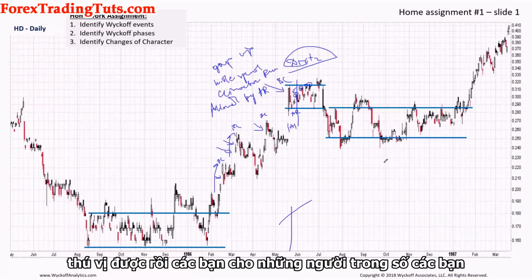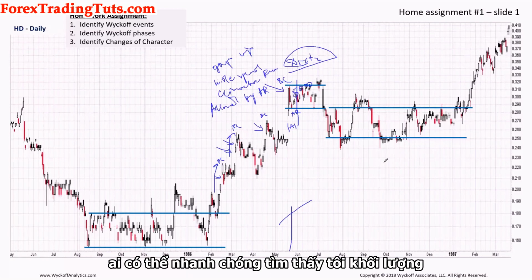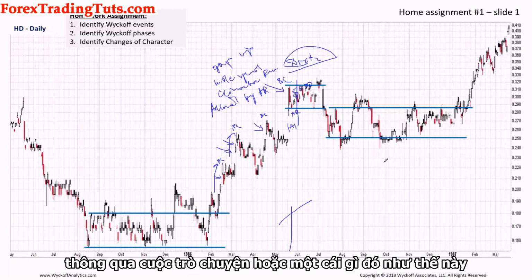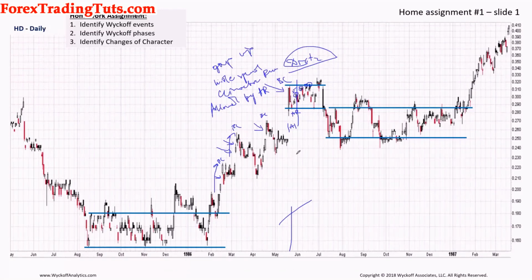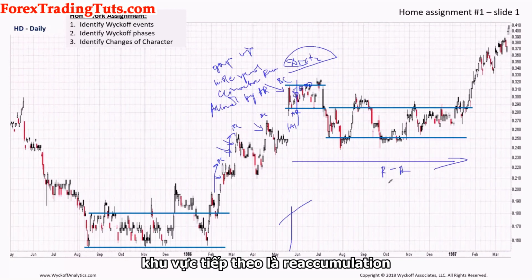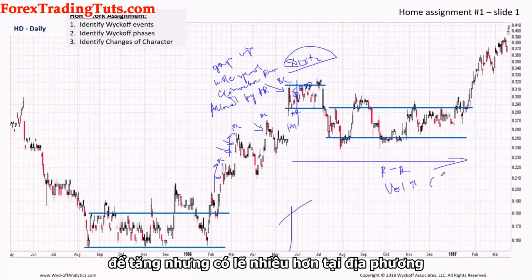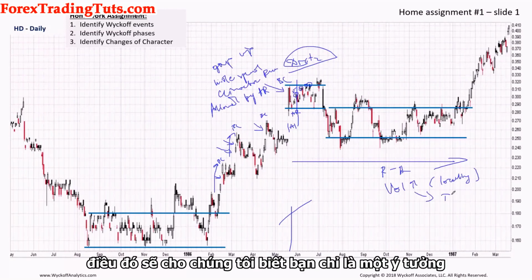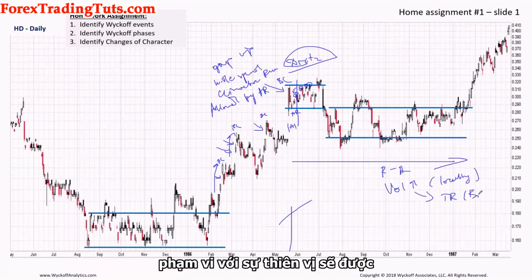Interesting. Okay, guys, for those of you who can, quickly find me the volume signature and maybe send me the picture through the chat or something like this. I'm now really curious. My first thought would be that because the next area is the reaccumulation, the volume signature is going to increase, but probably more locally. That's number one. And that would give us an idea that we're going into the trading range with the bias to the upside. So therefore, not a lot of supply signature should be there.